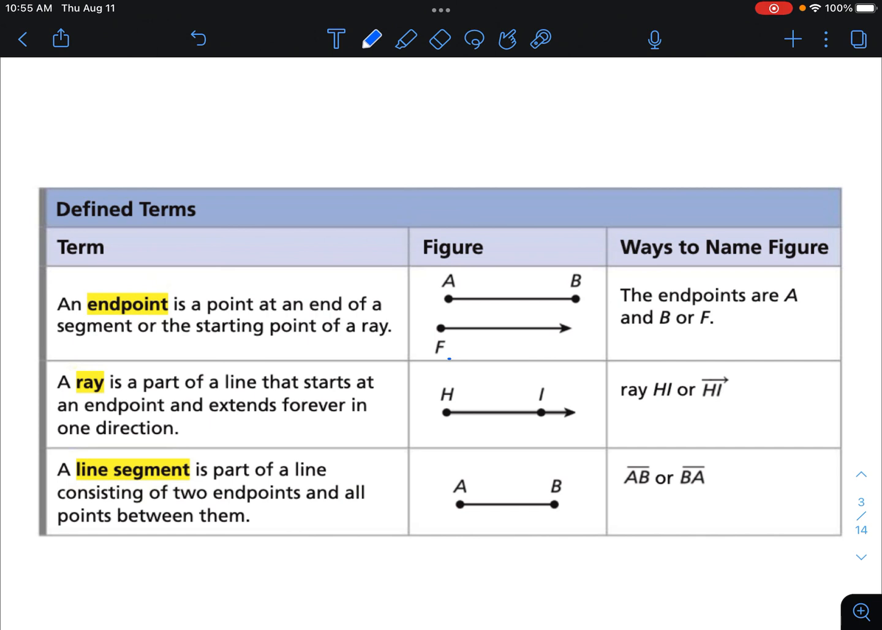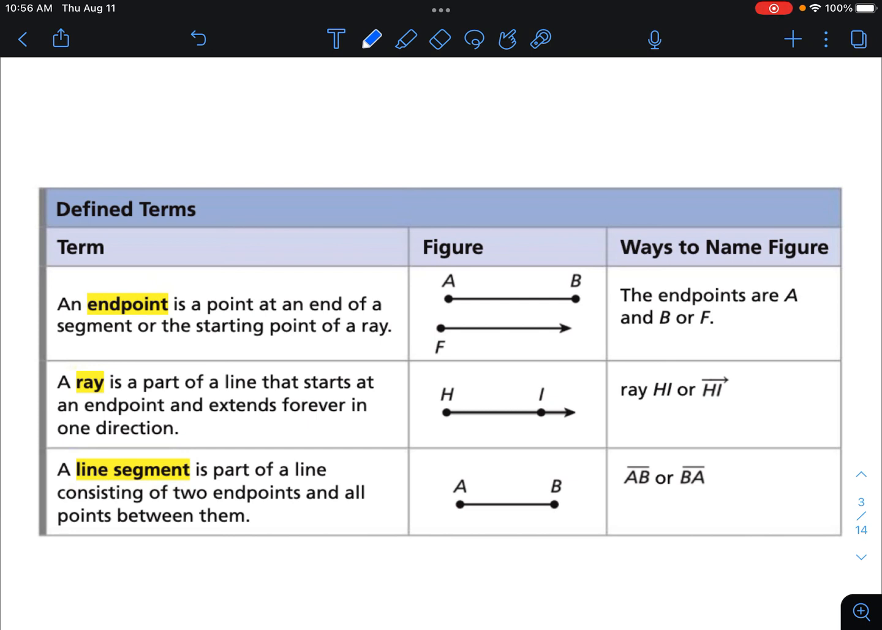Now, in a ray, the order of the letters really does matter, because I could not write IH, because that would mean that I started at I and went in H's direction, which doesn't exist here. So the order for rays definitely matters. Lines it does not, planes it does not, but rays it does.